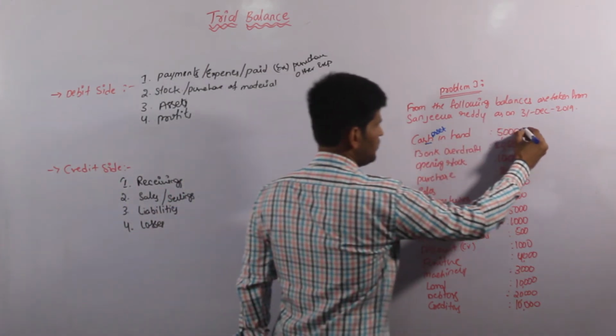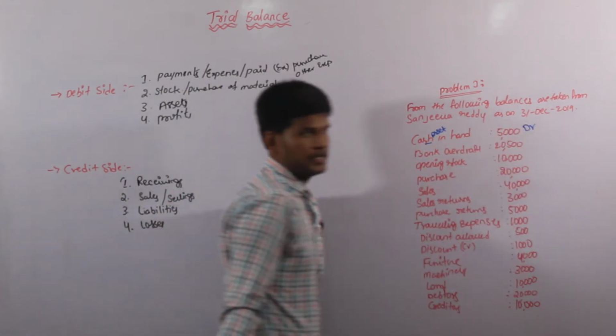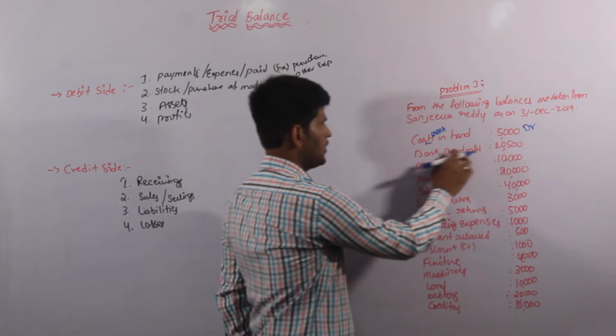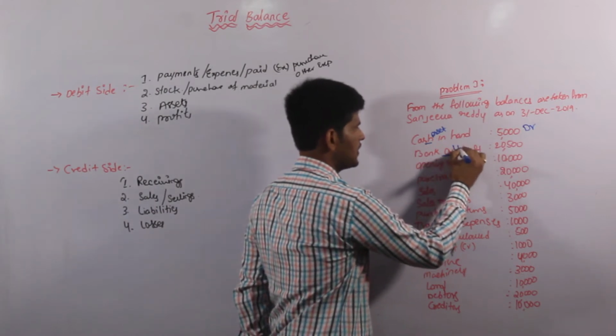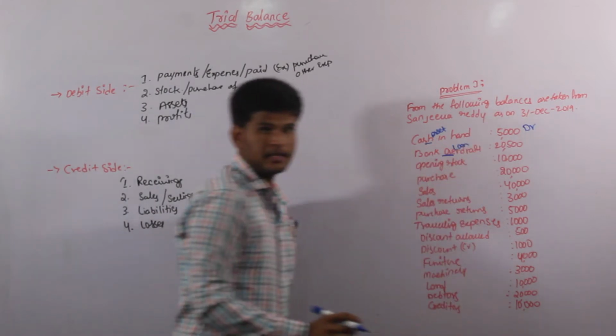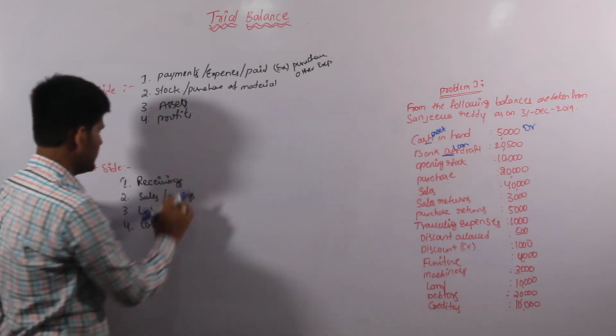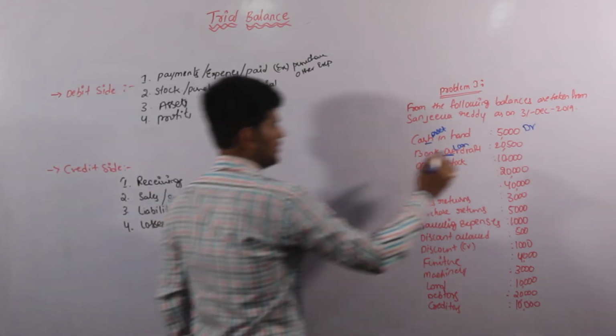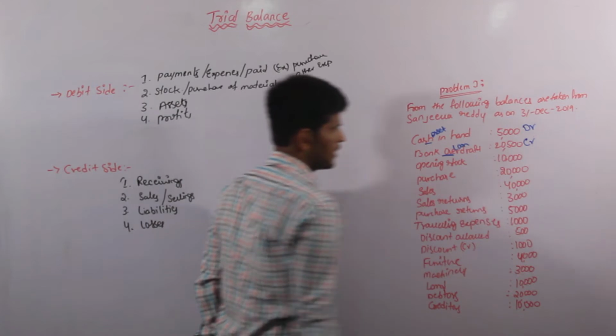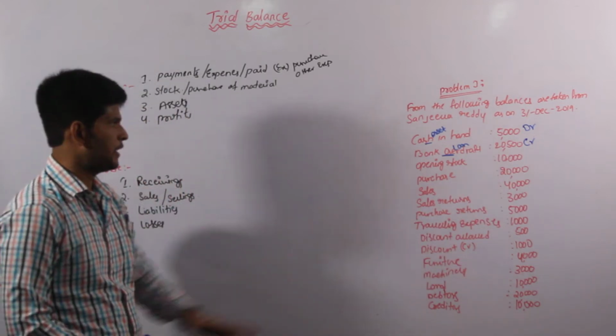So it will be on the debit side. Next, bank overdraft. Overdraft is nothing but a loan. A loan is nothing but a liability. So liability is on the credit side. So it will be on the credit side. Is it clear? Once again I am repeating.